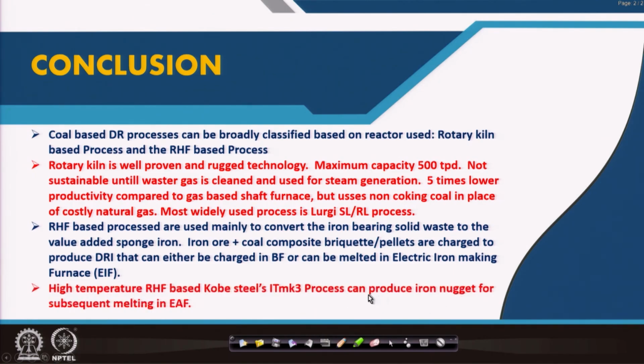And the high temperature based rotary hearth furnace, that is the Kobe ITmk3, can produce iron nuggets. This is a very nice reactor, and if it can find the day of commercialization, then it will be a very nice process. So, the RHF based process ITmk3 is very promising, and hopefully in the near future it will be commercialized. Okay, thank you very much.